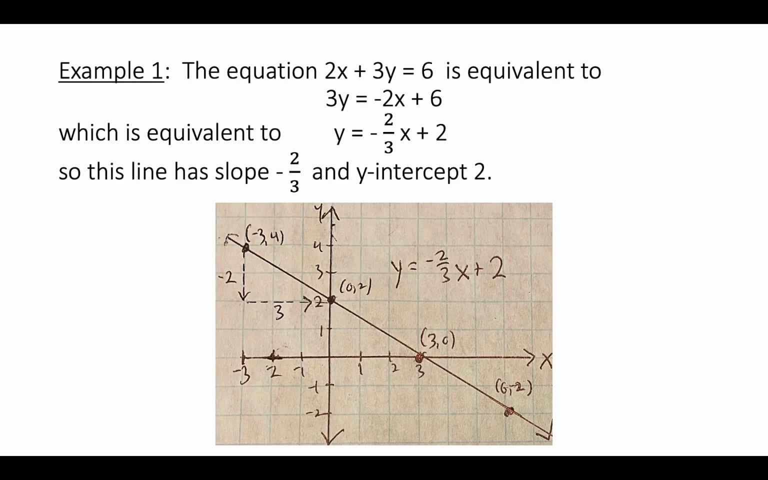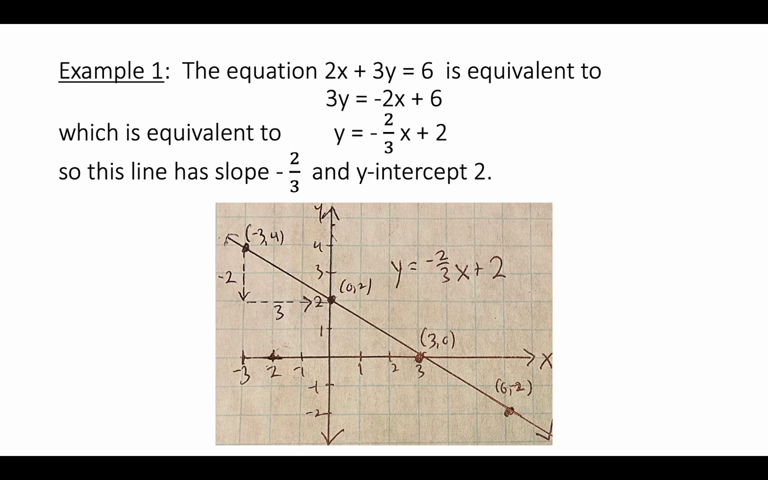For example, in the equation 2x plus 3y equals 6, to solve for y, we would first subtract 2x from each side, which gives us 3y equals negative 2x plus 6. Then we would divide each side by 3, which would give us y equals negative 2/3 x plus 2.